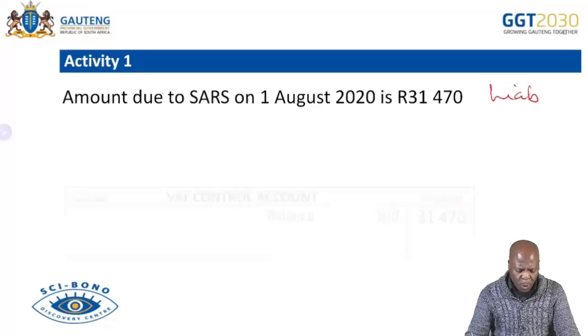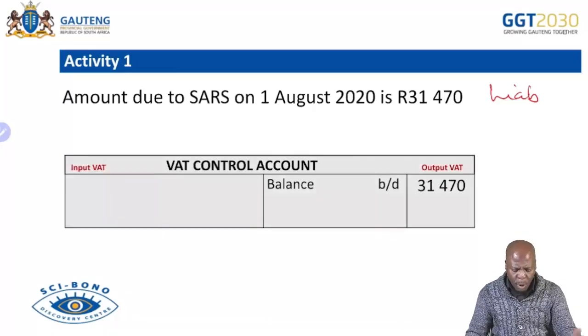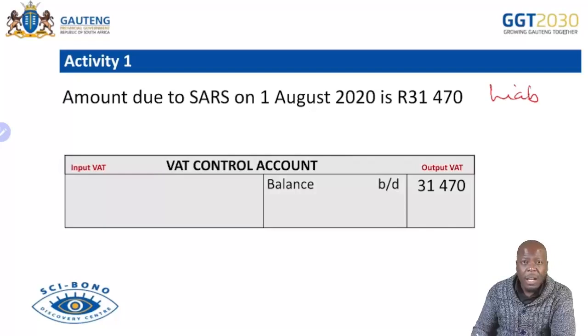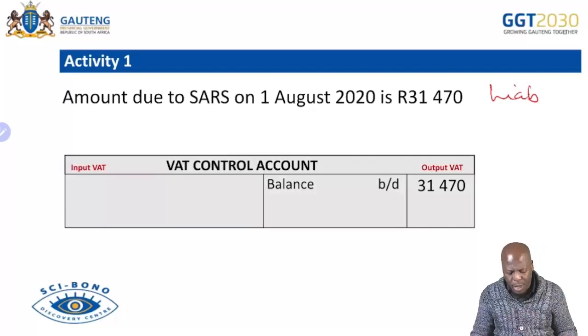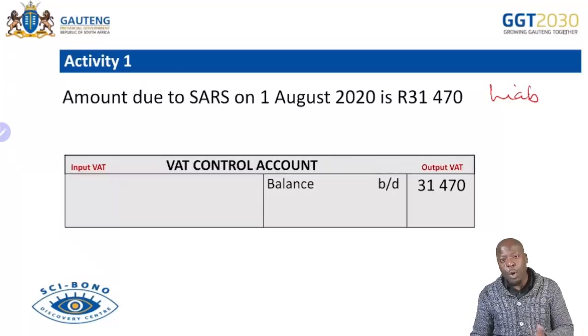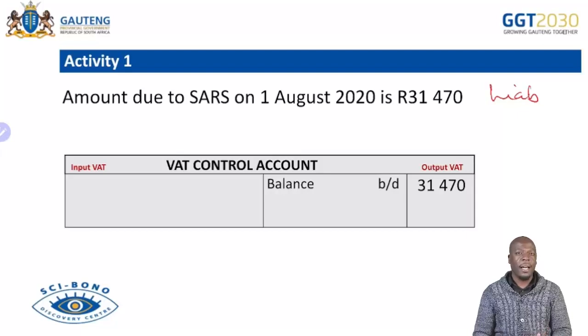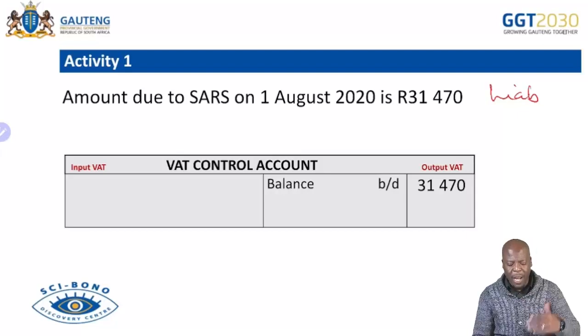Now, what we are going to do is open a VAT control account. In my calculations, I'm going to be showing a VAT control account. The VAT control account is simply a summary of your input VAT account and your output VAT account. So it becomes much easier in grade 12 when we're calculating our VAT payable or receivable from SARS to just use a VAT control account. So I'm going to use a VAT control account in this lesson, all right?